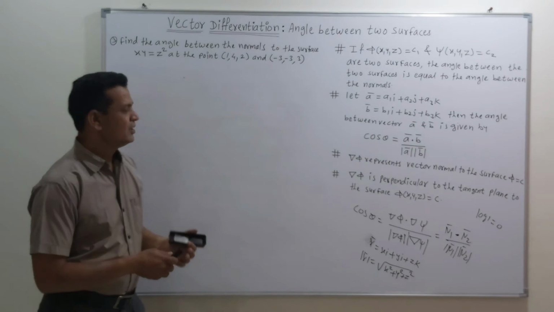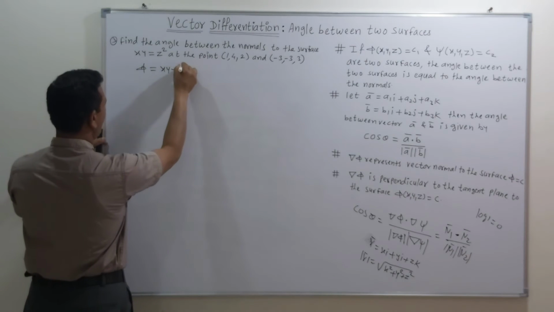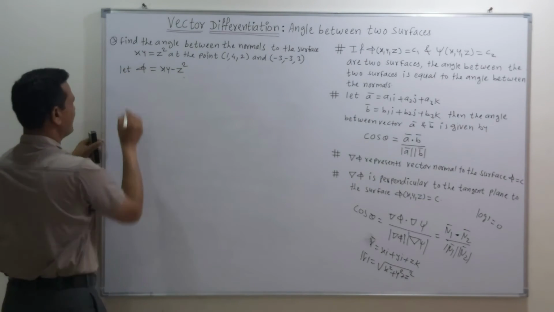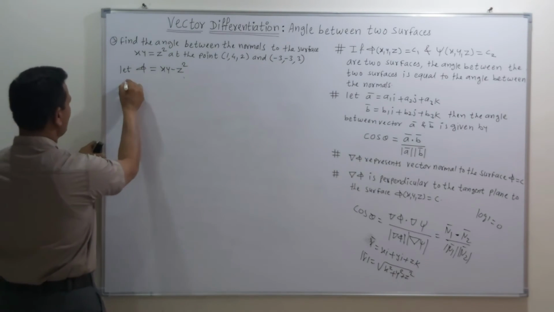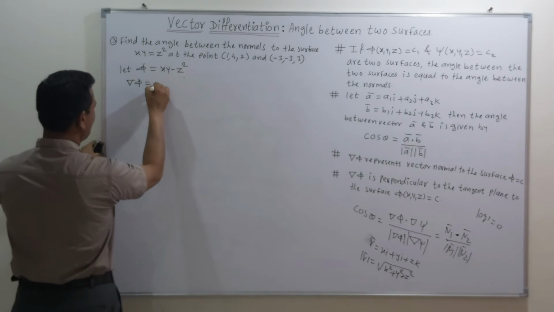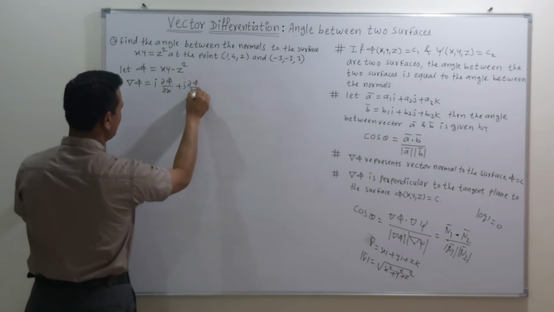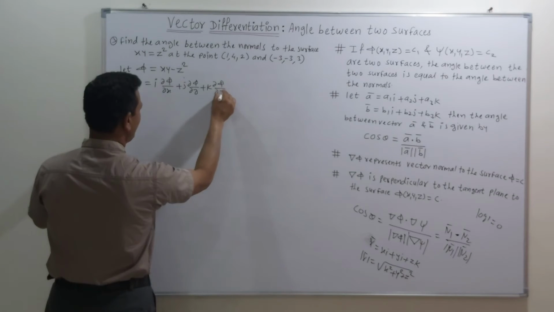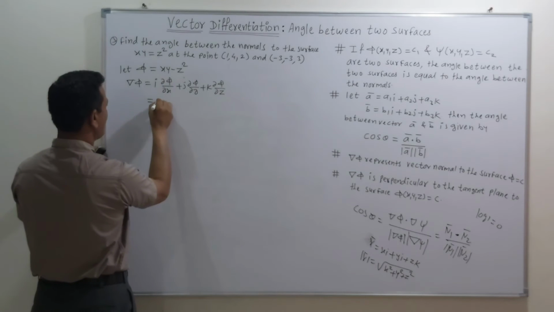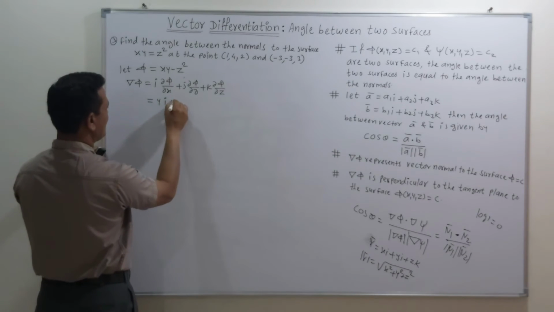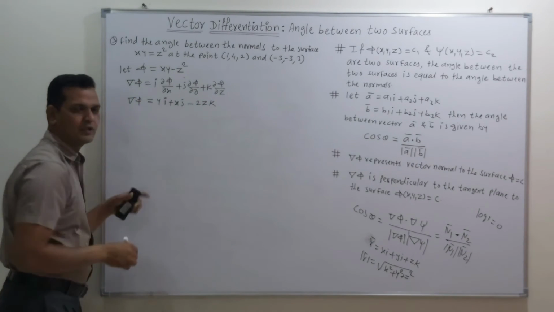So now friends, here the value of phi is given as xy minus z square. So this is the equation of the surface. And this is the first point and this is the second point. First find out the value of del phi. So here del phi is given as i times the partial derivative of phi with respect to x, plus j times the partial derivative of phi with respect to y, plus k times the partial derivative of phi with respect to z. So if we find these partial derivatives, we get y into i plus x into j minus 2z into k. So this is the value of the normal to the surface.